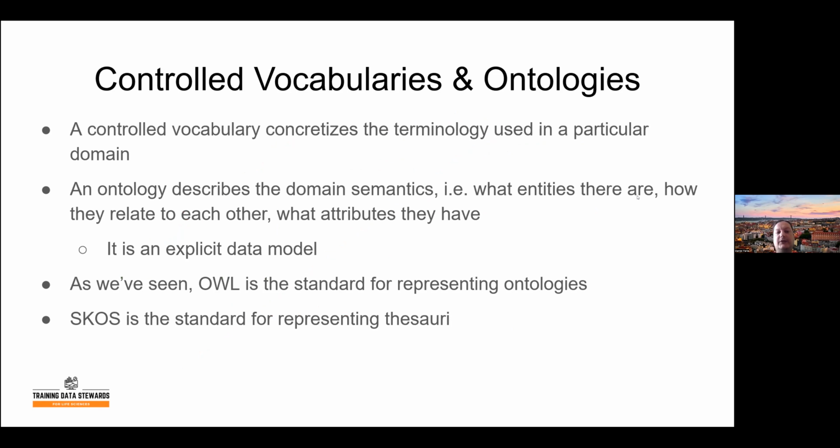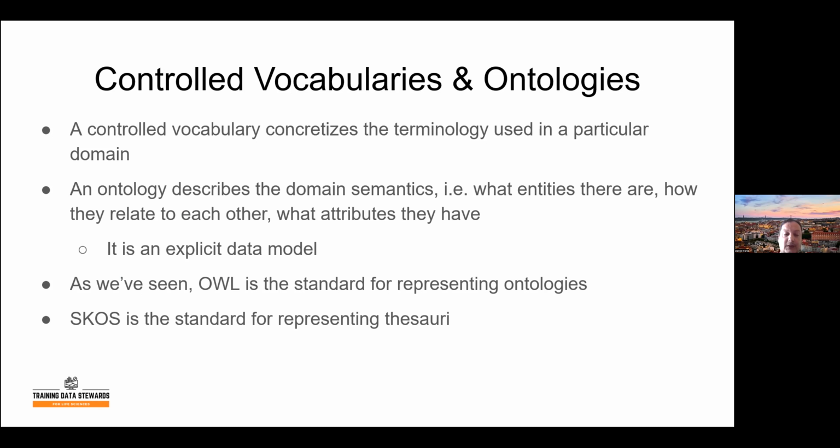So the core difference between a controlled vocabulary and an ontology is that the controlled vocabulary essentially just concretizes the terminology used in a particular domain. So it restricts the terminology that is allowed in that domain to a subset of typically what would be used in natural language. Okay, and it can go a bit further than that by specifying synonyms and by specifying some relations between the concepts that are described.